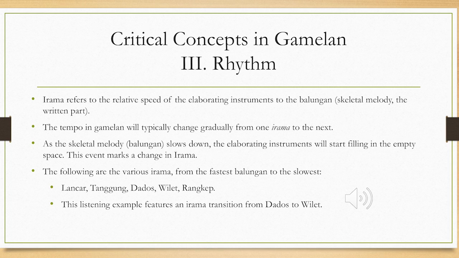So I'm going to play a short example now, which will show you what an irama transition might sound like from dados to wilet. If this isn't completely clear at first, don't worry, we're going to deal with a few different examples to show exactly how this works, but this is the last important concept that we need to know in terms of how to follow along with the balungan for any given piece. We have to make sure to stay on top of these tempo transitions because those are really the moments where it becomes hard to follow sometimes.